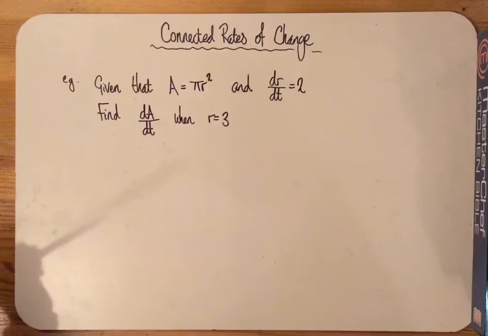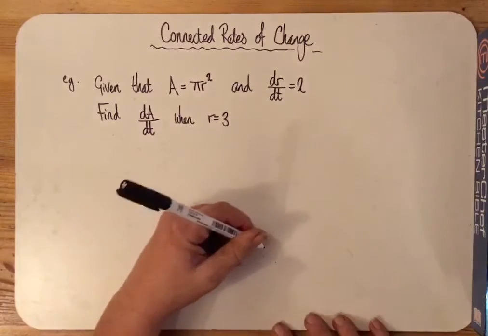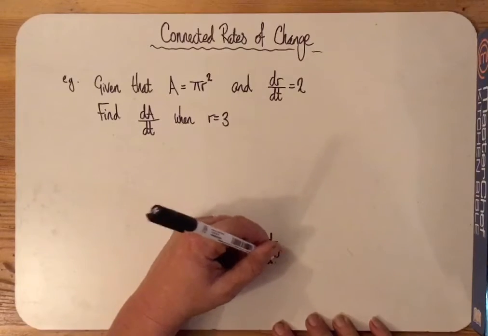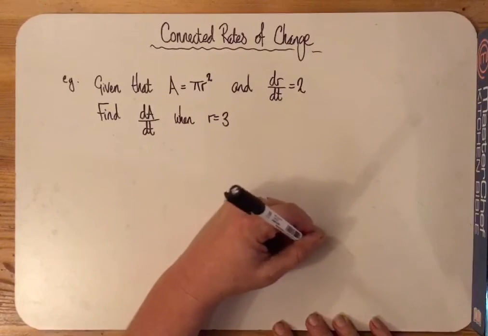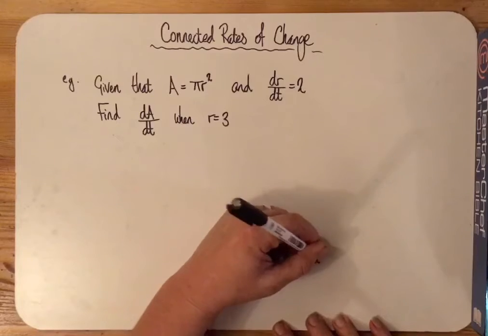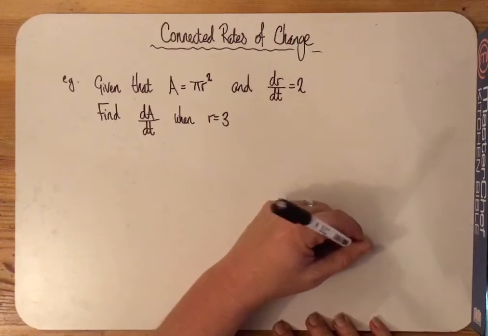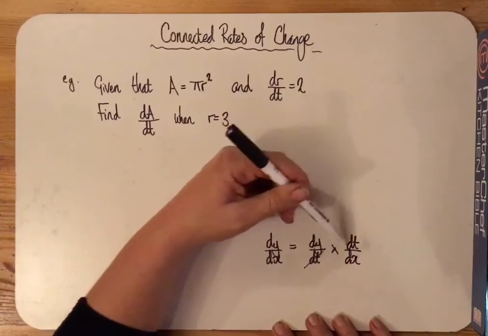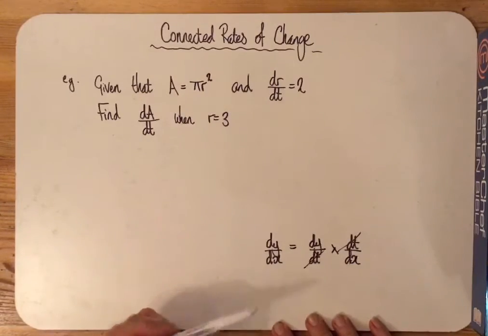So I've kept my examples similar. And all we're doing is using that connected rates of change. So they're behaving like fractions, even though they're not fractions. And we're using the chain rule. So if you remember, chain rule, dy/dx is equal to dy/dt times dt/dx. So in a sense, these two cancel off with each other and take you back to dy/dx.